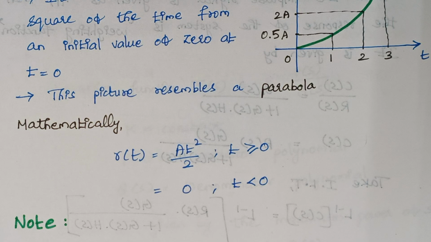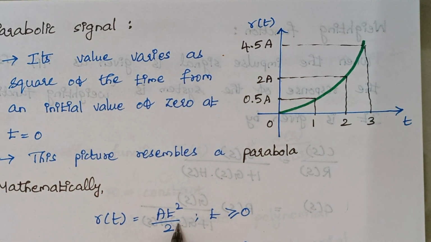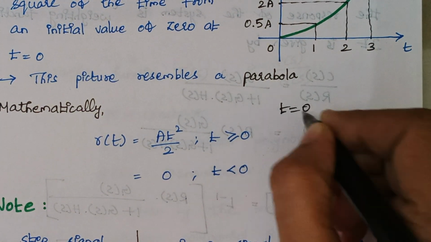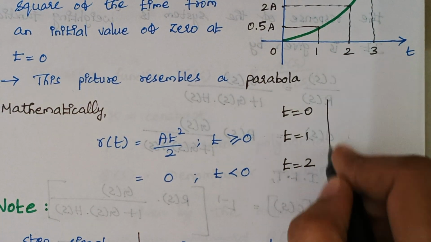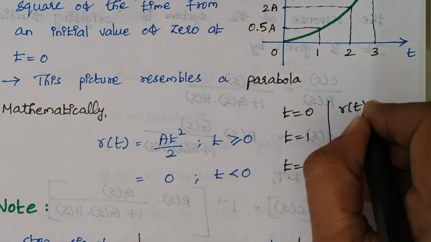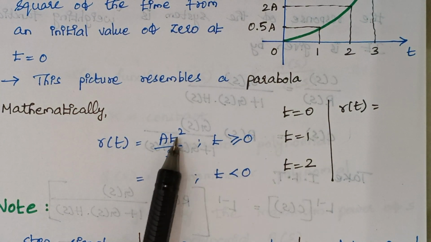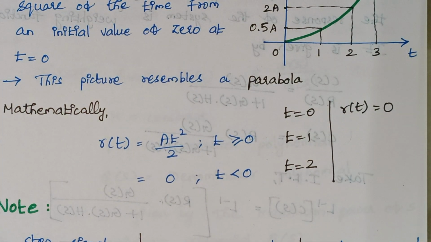Let me explain this one. Again the same thing, just substitute different values of t and calculate what the value of r of t is. So again, when t equal to 0, when t equal to 1 and t equal to 2. Let us take these three values. When you substitute t equal to 0, the entire term becomes 0. So r of t is equal to 0.